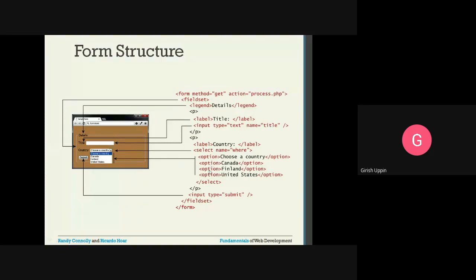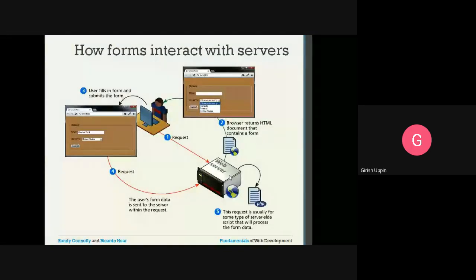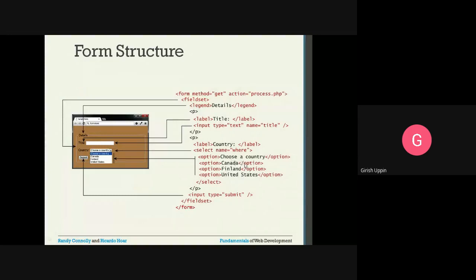And what are the different options that will be provided between the select tags? This is the opening select tag, closing select tag. In between you will provide all the options, and options are given with an opening option tag and a closing option tag. In between, whatever is the content will be displayed as an option. Here we have, first one is choose a country: Canada, Finland, United States. Paragraph closes here. Then we have input type submit.